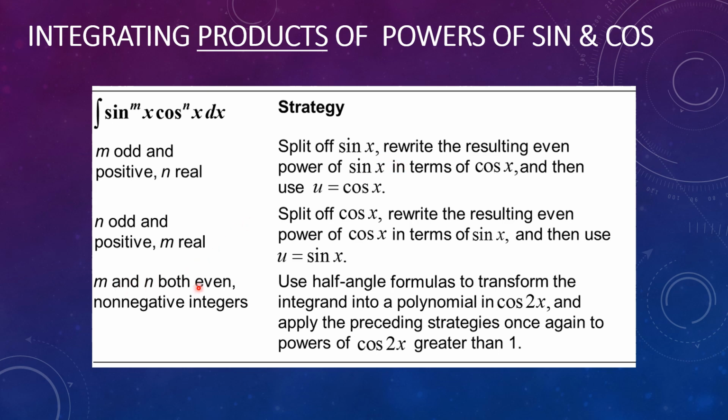If they're both even, and we saw this in part A of that last example, we're going to use the half angle formulas to transform the integrand into polynomials in cosine 2x and apply the preceding strategies once again. And again, remember from the last couple of examples, sometimes you might have to do this more than one time to break it down, to get rid of all of the powers on cosine or sine.